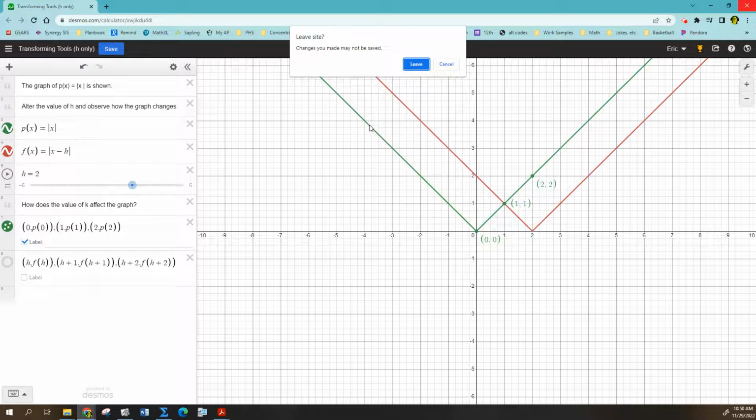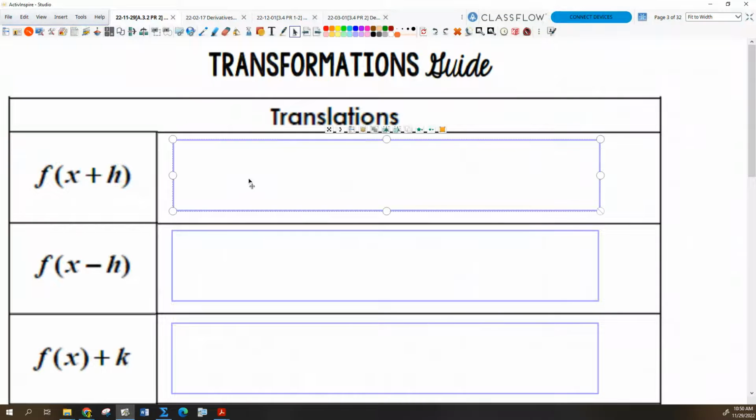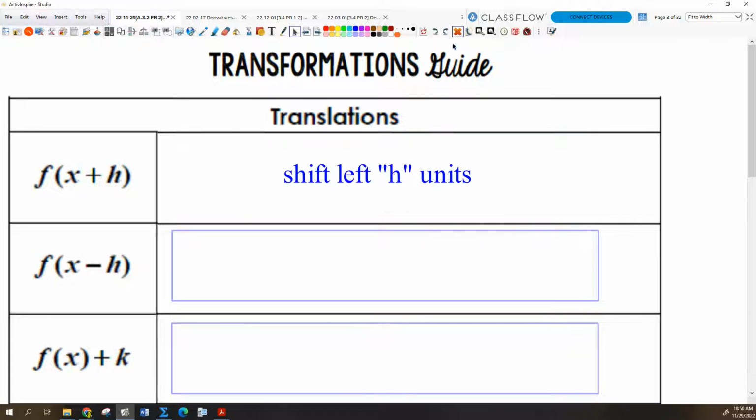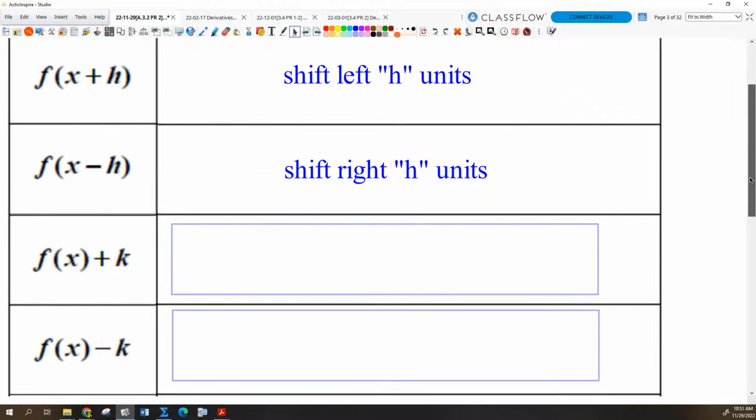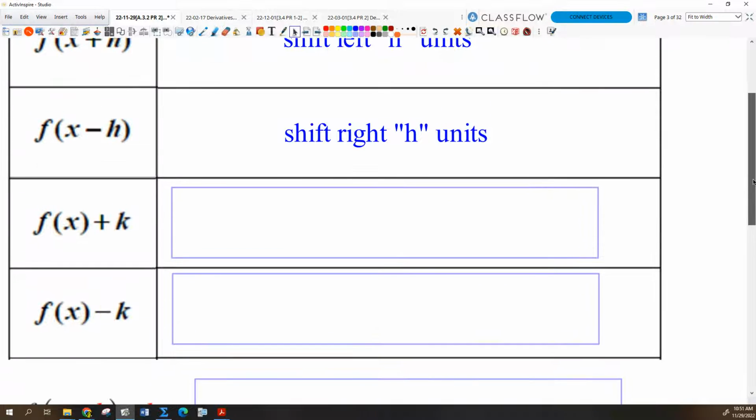So what's this tell us then? And you can add this to your notes. If we add a number to x inside, we're actually subtracting a negative, and so we're going in the negative direction. We're going left by h units. If we subtract h from x, then we're subtracting a positive value. H is positive, and so we're going to the right. Okay? Everybody get that?